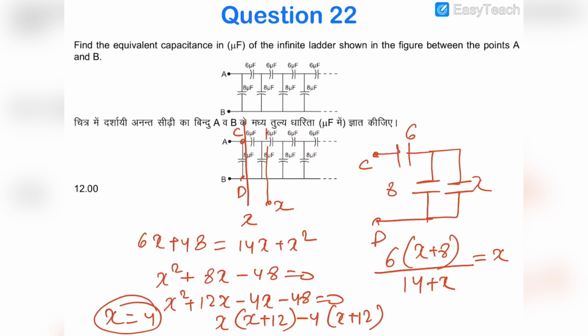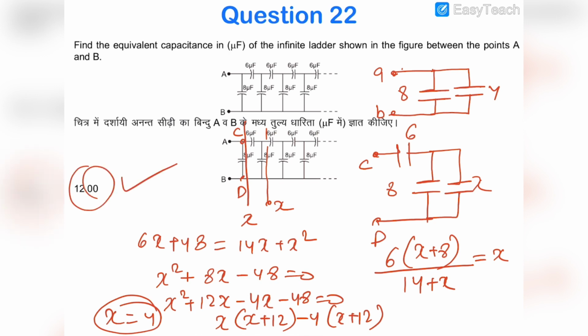So the capacitance till this point is 4, and if we draw further, then this is A and this is B, and this branch has a capacitance of 8 and the capacitance till this point is 4. So the equivalent capacitance between A and B is 12. Now we move on to the next question.